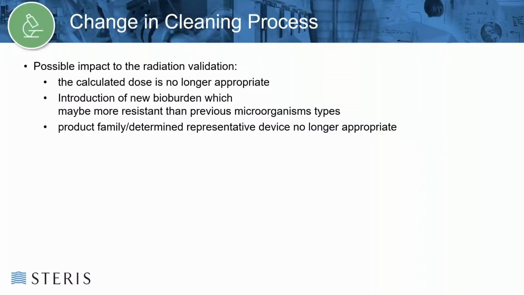Changes to the cleaning process may impact radiation validation. For instance, the calculated dose may no longer be appropriate due to a change in the microbial reduction or efficacy of a cleaning process. The change in cleaning could contribute new bioburden, which could be more resistant organism strains. Additionally, the change may affect the product family designations and the selected representative device.